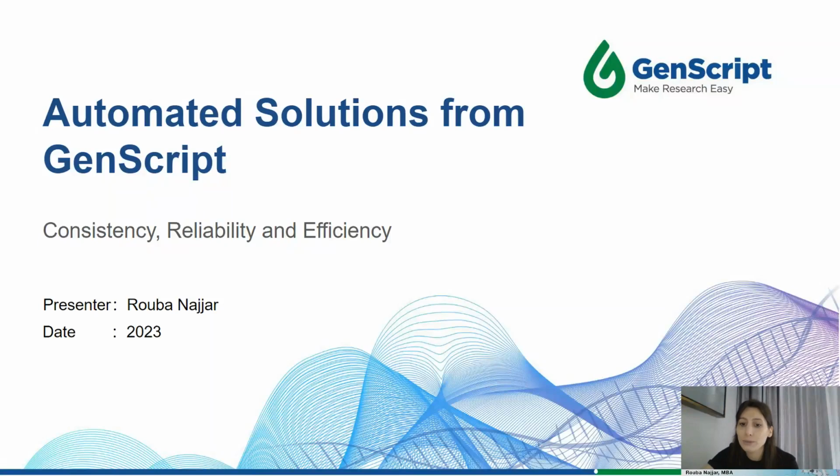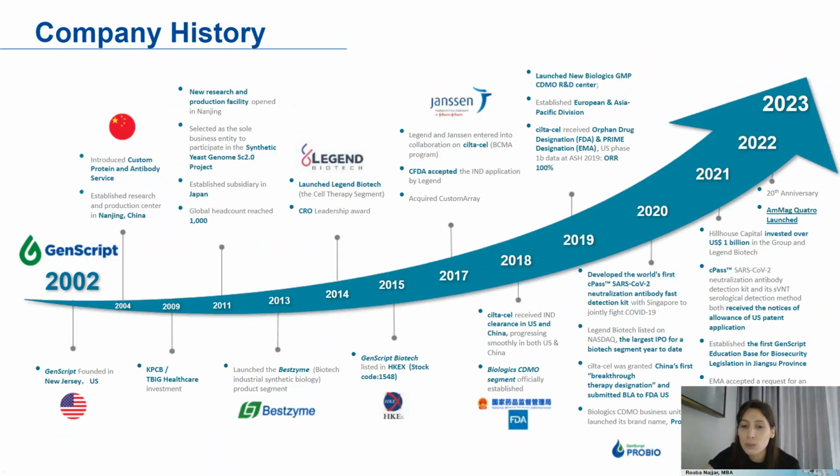And with that said, before I dive in, I would like to briefly introduce you to GenScript. GenScript is pretty well known as a gene synthesis company. This is really the platform that was developed on when it was founded back in 2002. It was founded actually in Piscataway, New Jersey. And since then, it has grown significantly through either acquisitions or actual development internally. We celebrated our 20th last year, and we're really excited to also be presenting the AmMag Quattro as part of the 20th anniversary.